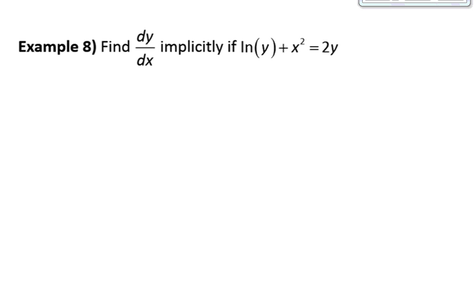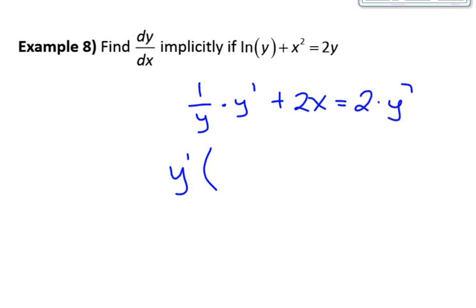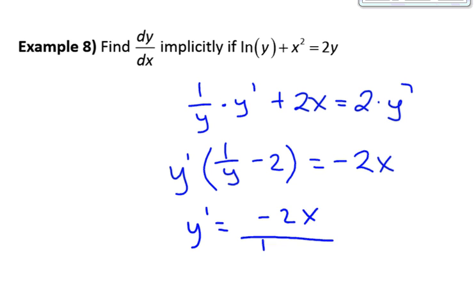So let's take the derivative of natural log of y, so that would be 1 over y times y prime, plus 2x equals 2 times y prime. So now if I want to get y prime by itself, let's say that's 1 over y minus 2 equals negative 2x. So then y prime is equal to negative 2x over (1 over y minus 2).